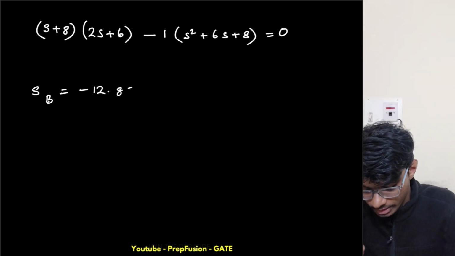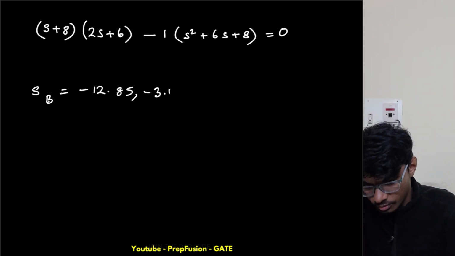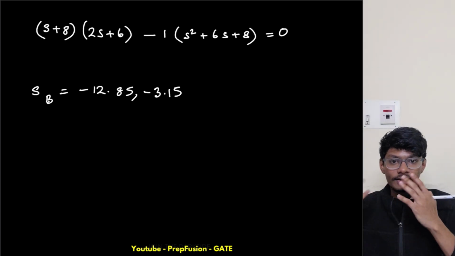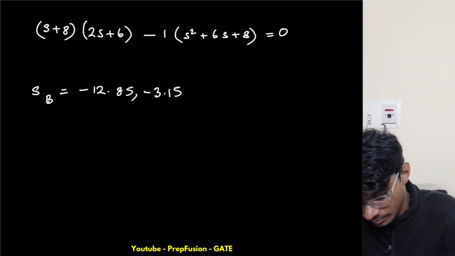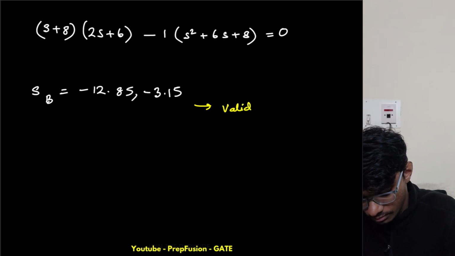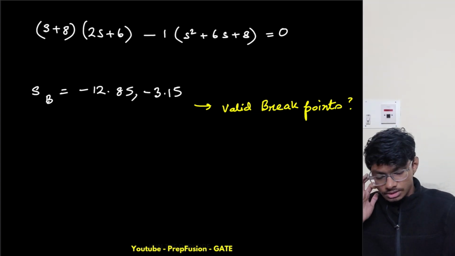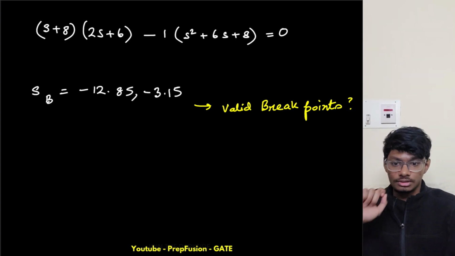which is minus 12.85 and the other one was minus 3.15, right? Okay, so will they lie on the root locus? Are they valid breakpoints? For that, let's check what range my test point s is lying on the real axis, right?